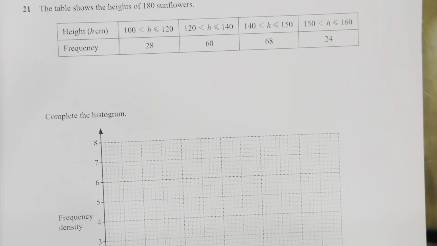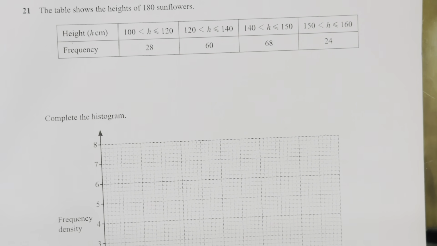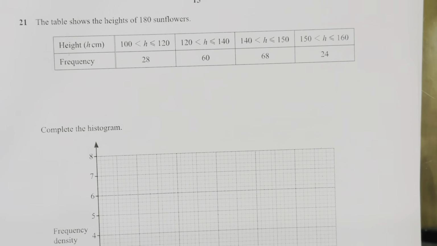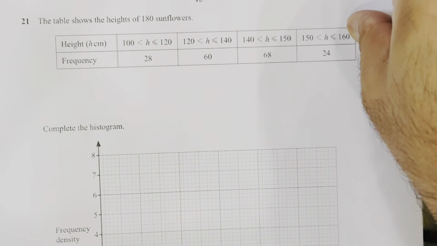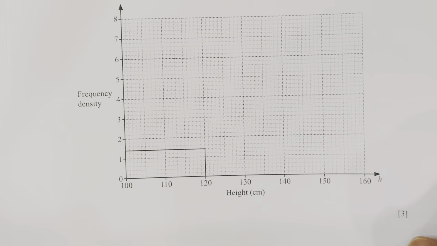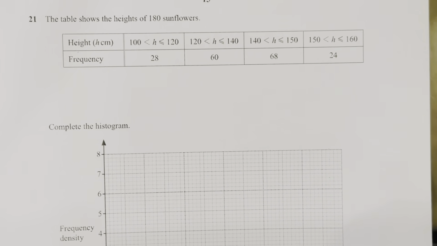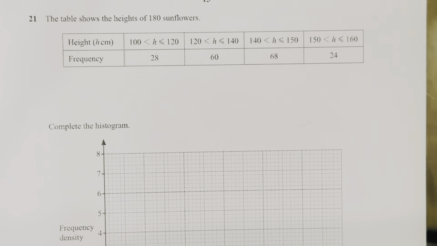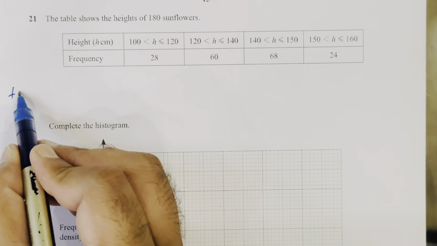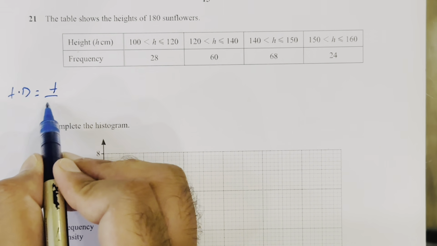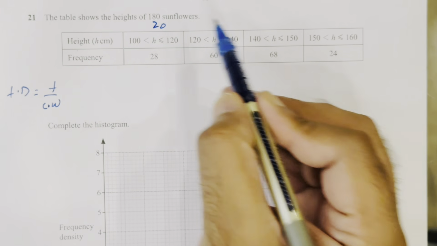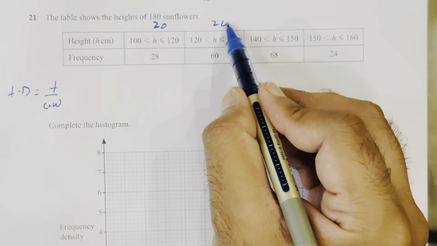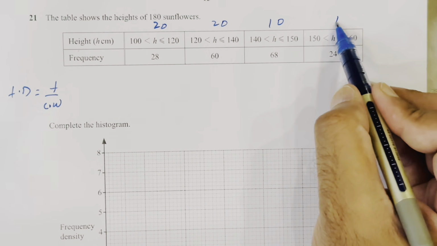Moving to question number 21. Question number 21 is again from the topic of statistics. Okay, the table shows the height of 180 sunflowers. Height and frequency are given. Complete the histogram. The histogram is showing frequency density against the height. So we need to calculate the frequency density. For calculating frequency density, we know the formula is frequency over class width, and the class width would be over here 20, 140 minus it would be 20, it would be 10, and it would be 10 as well.